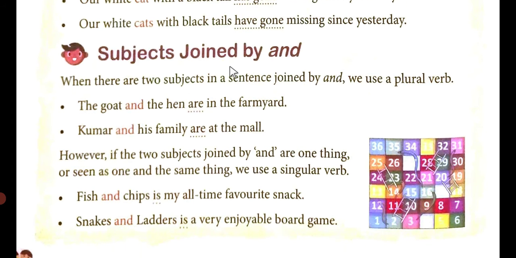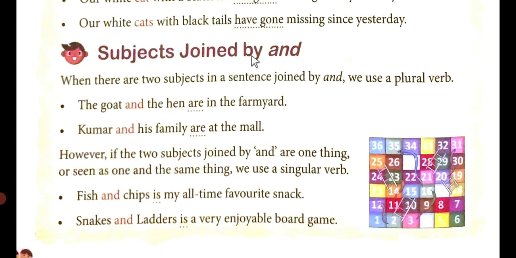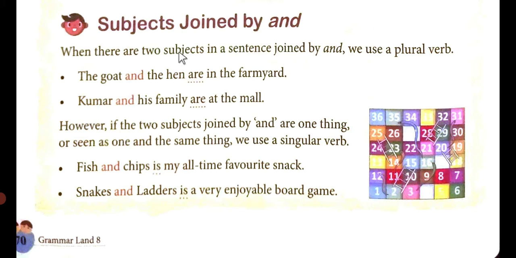Now please come to subjects joined by and. The subjects that are joined by and. Now please see. When there are two subjects in a sentence joined by and, we use a plural verb. So please remember that you should be very thorough with the rules of verb. So always remember, when there are two subjects in a sentence joined by and, we use a plural verb.